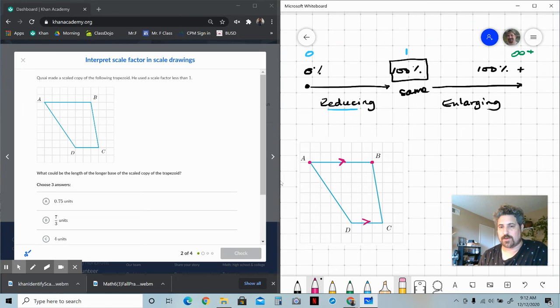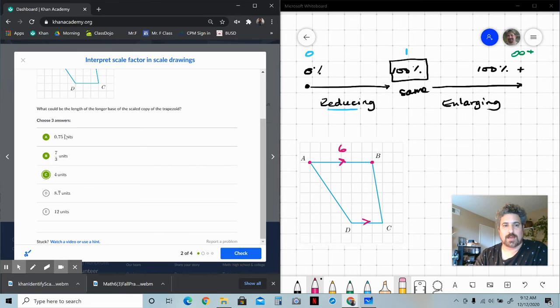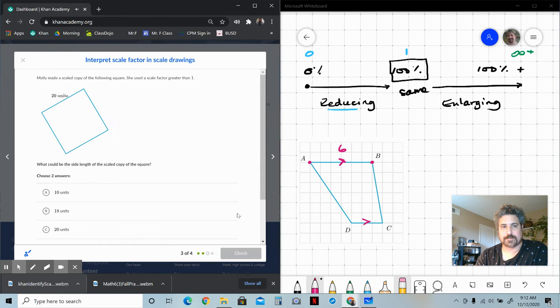That's 1, 2, 3, 4, 5, 6 units. So that length is 6 units, all right? So we're looking for values that are less than 6 because it's a reduction, right? Somewhere in the reducing category. And it's reducing that 6 to something smaller than 6. So what values are less than 6? Well, not 8.7, not 12. So it must be these three. And we can see that that's definitely less. This is the same as 2 and 1/3, which is less. And this is 4, which is less. So that's how you do it.